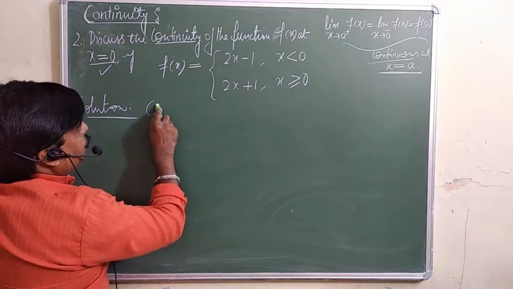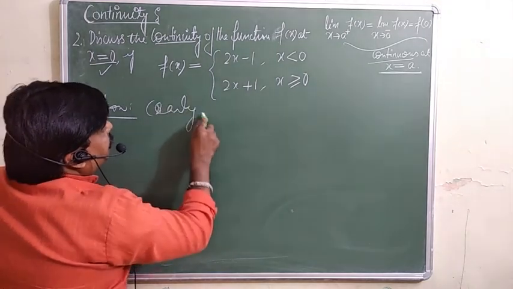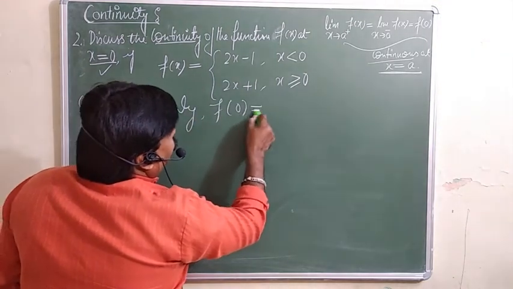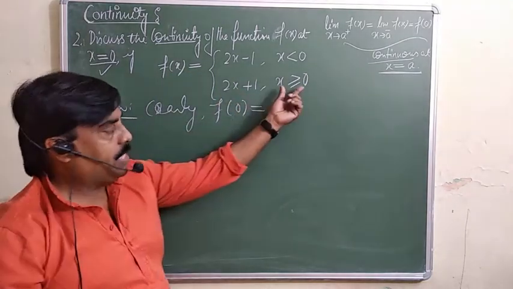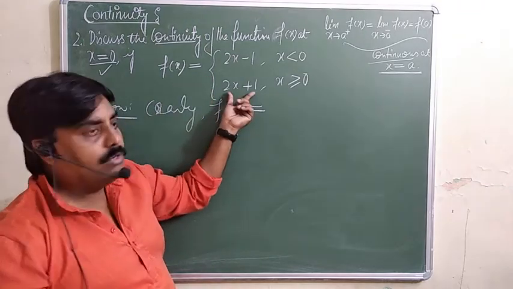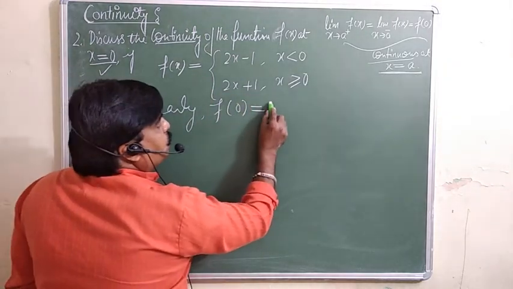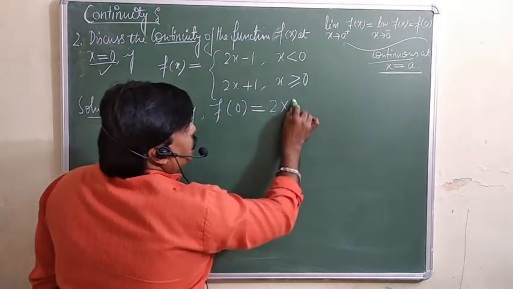So clearly, we take f(0). Because x is greater than or equal to 0, f(x) is equal to 2x plus 1. So for f(0) you will do 2 into 0 plus 1.